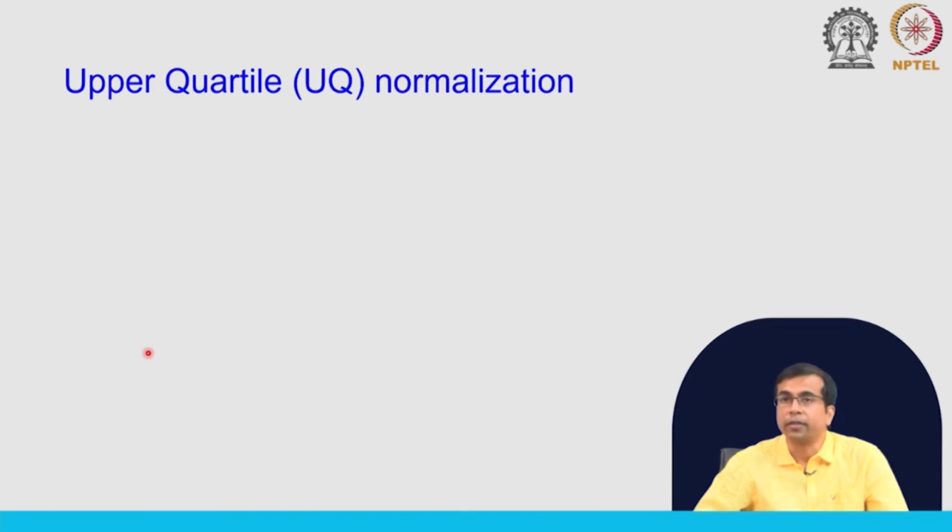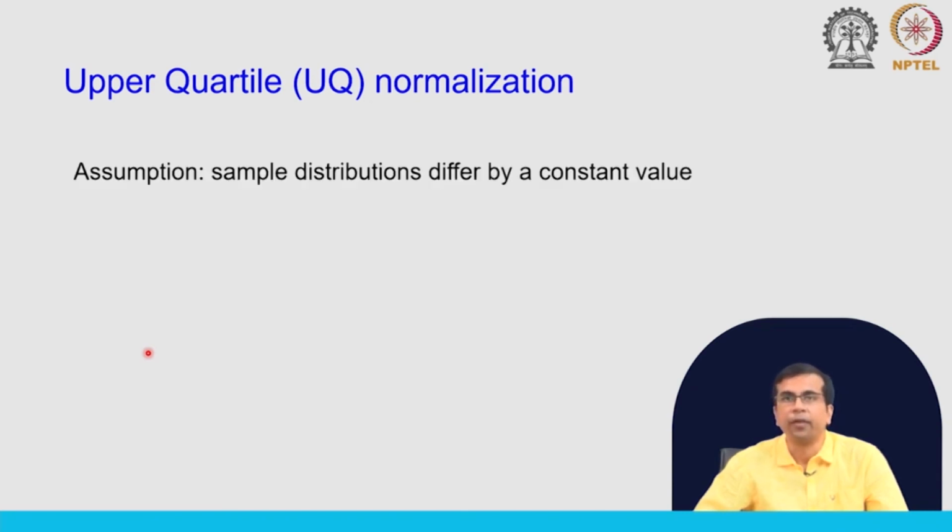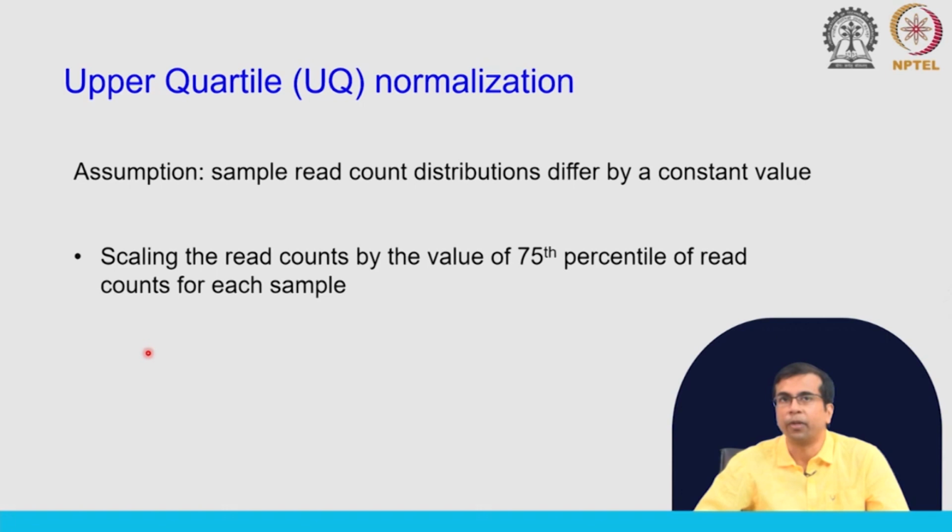There is a variant of this, called upper quartile normalization or UQ normalization. The assumption is that sample distributions again differ by a constant value. Again, read count distributions differ by a constant value across samples, and we can simply scale these distributions and bring the upper quartile to the same value. Hopefully you know what the upper quartile is. So, here we scale the read counts by the value of the 75th percentile of read counts for each sample. So, we have median, and here it is the 75th percentile.